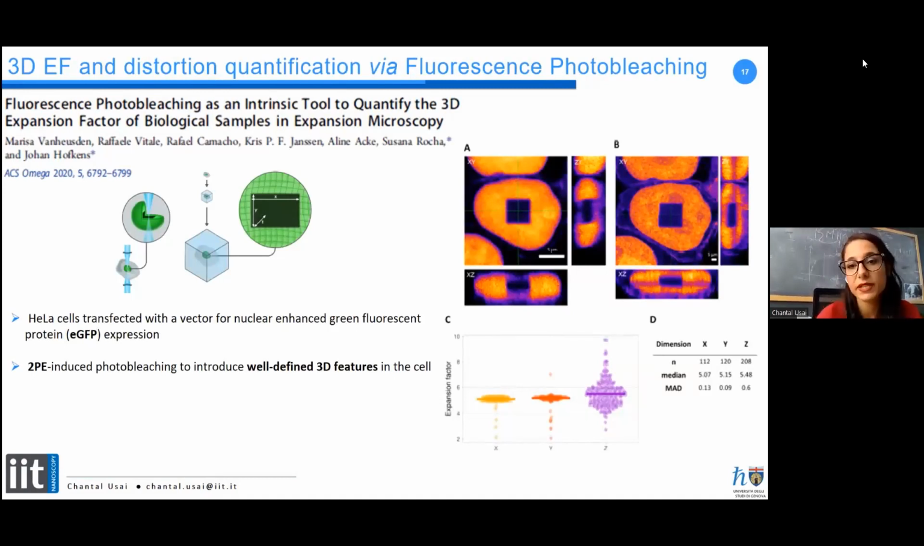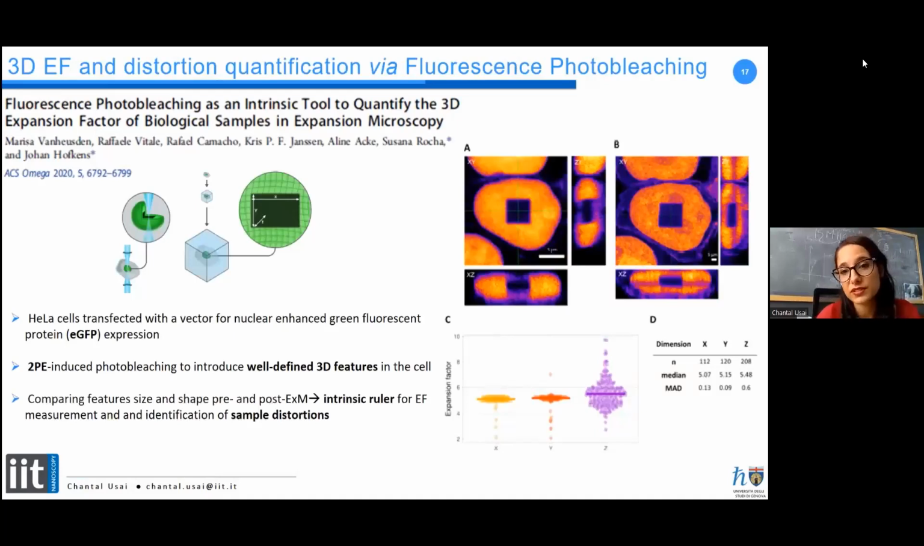So they basically bleached out some cubes inside the nucleus of their cells, and then they used these cubes as an intrinsic ruler to validate the expansion factor and the sample distortion in their samples after the expansion, measuring the dimension of these cubes after the expansion. And what they found is that in their experiment, the expansion was isotropic in all 3 dimensions.